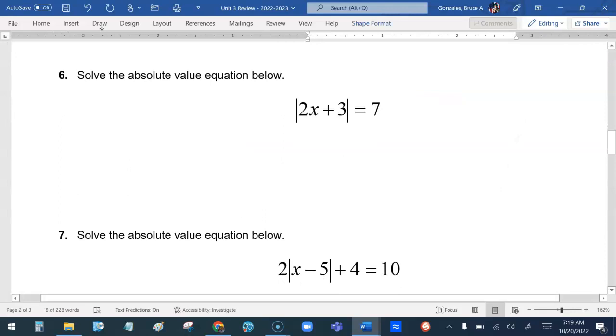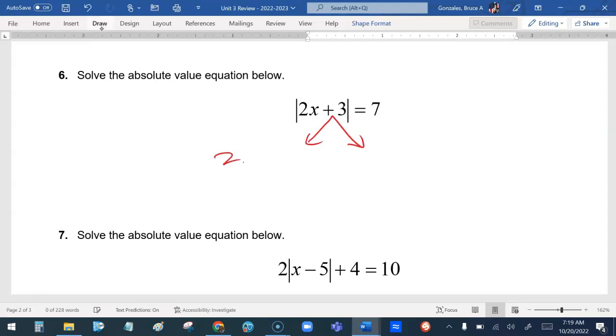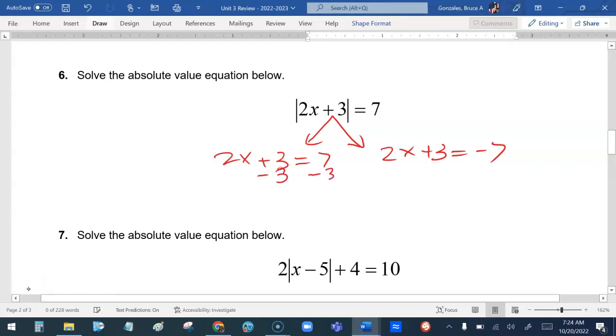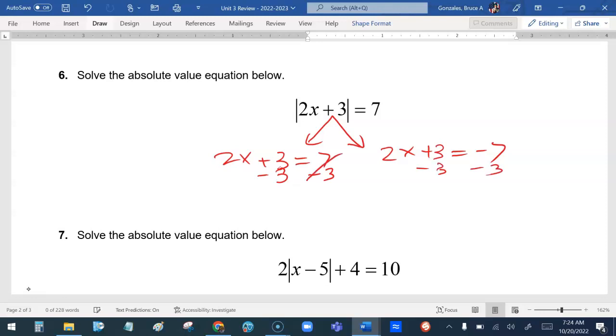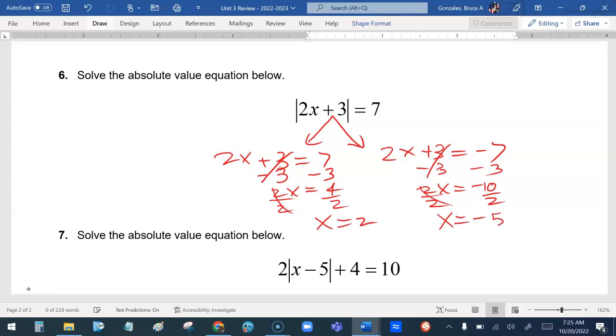Let's solve this absolute value function. When the bars are already equal to a number is when you can split it, okay? So I don't have any steps to do first. I just split it. 2x plus 3 equals +7, and 2x plus 3 equals -7. All right, so we subtract 3 on both sides. So 2x equals 4, and 2x equals -10. Your last step is to divide by 2 to get rid of that coefficient. So x equals 2, and x equals -5. Cool. And you could plot those on a number line if you needed to.